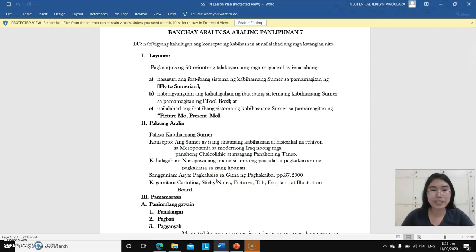So, another critique, also, kagamitan: cartulina, sticky notes, pictures, tali, aeroplano, at illustration board. So, as you can see, these instructional materials that are going to be used in the specific lesson are in line with these learning objectives.